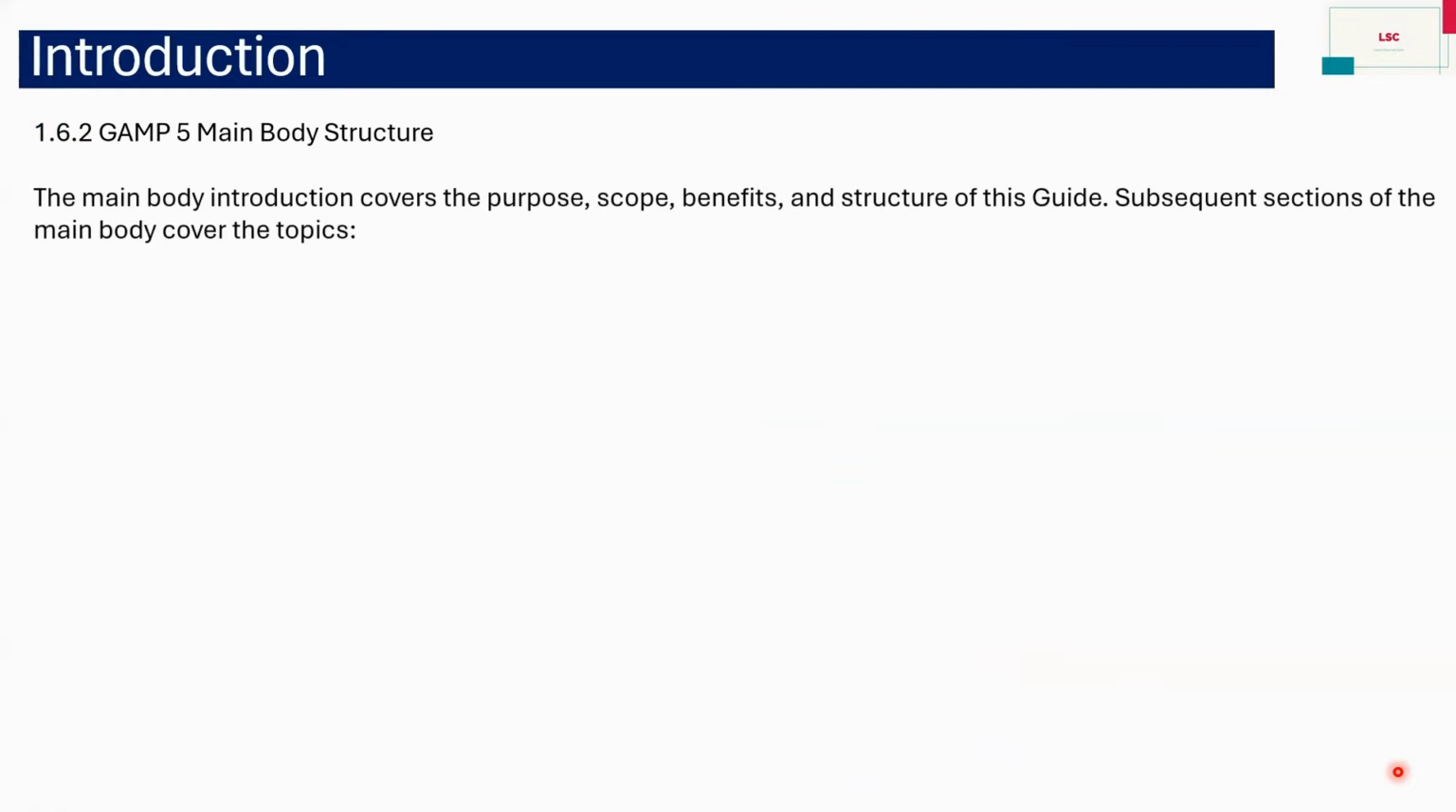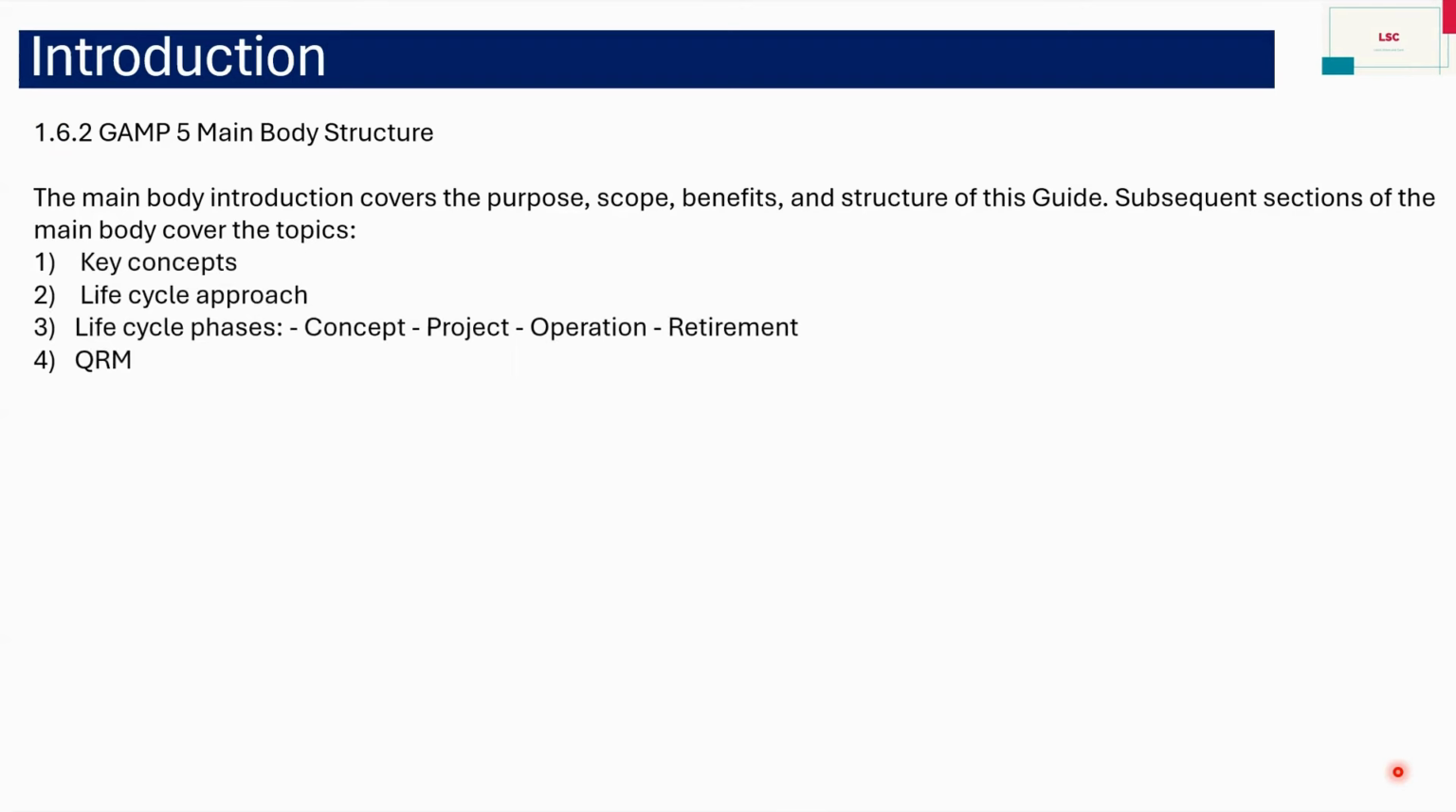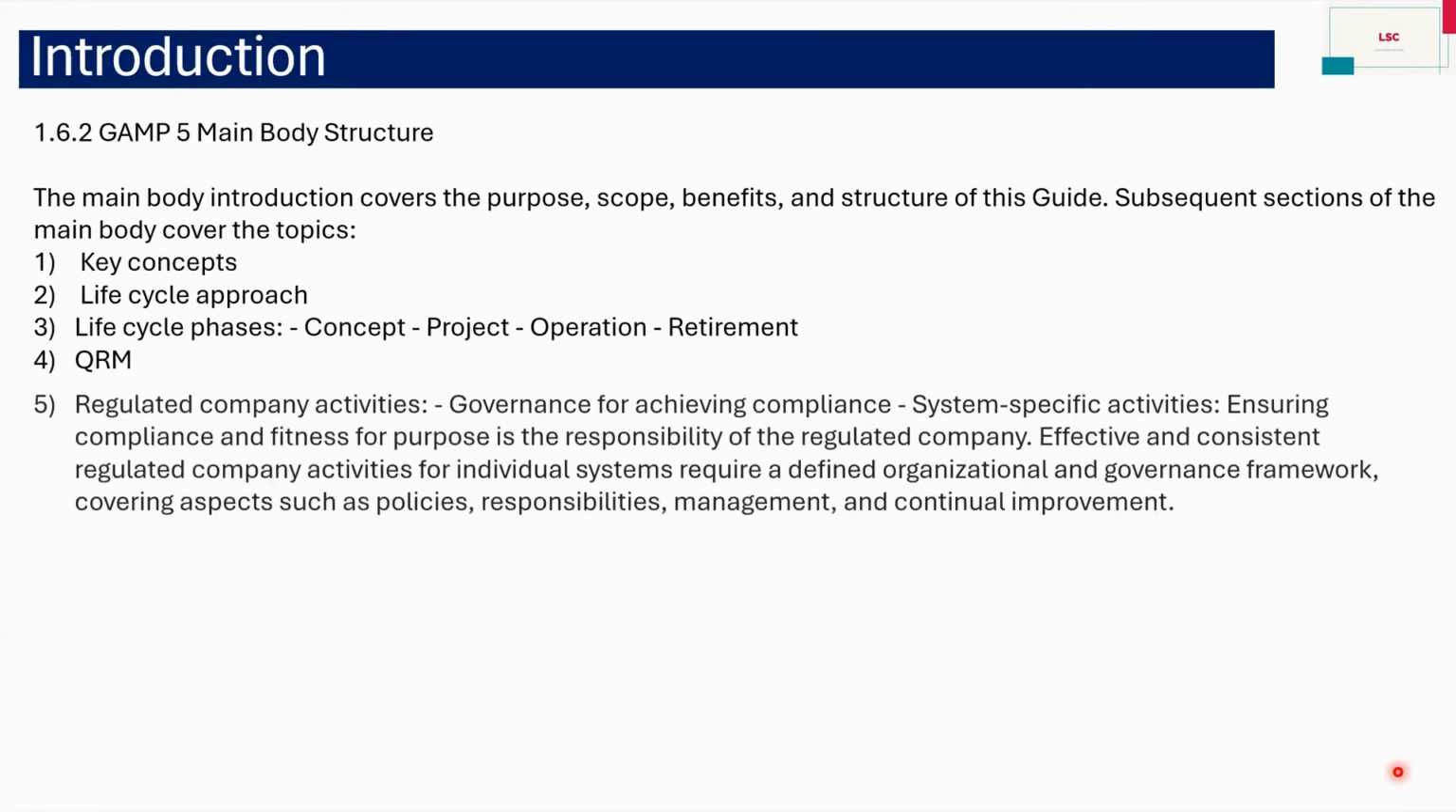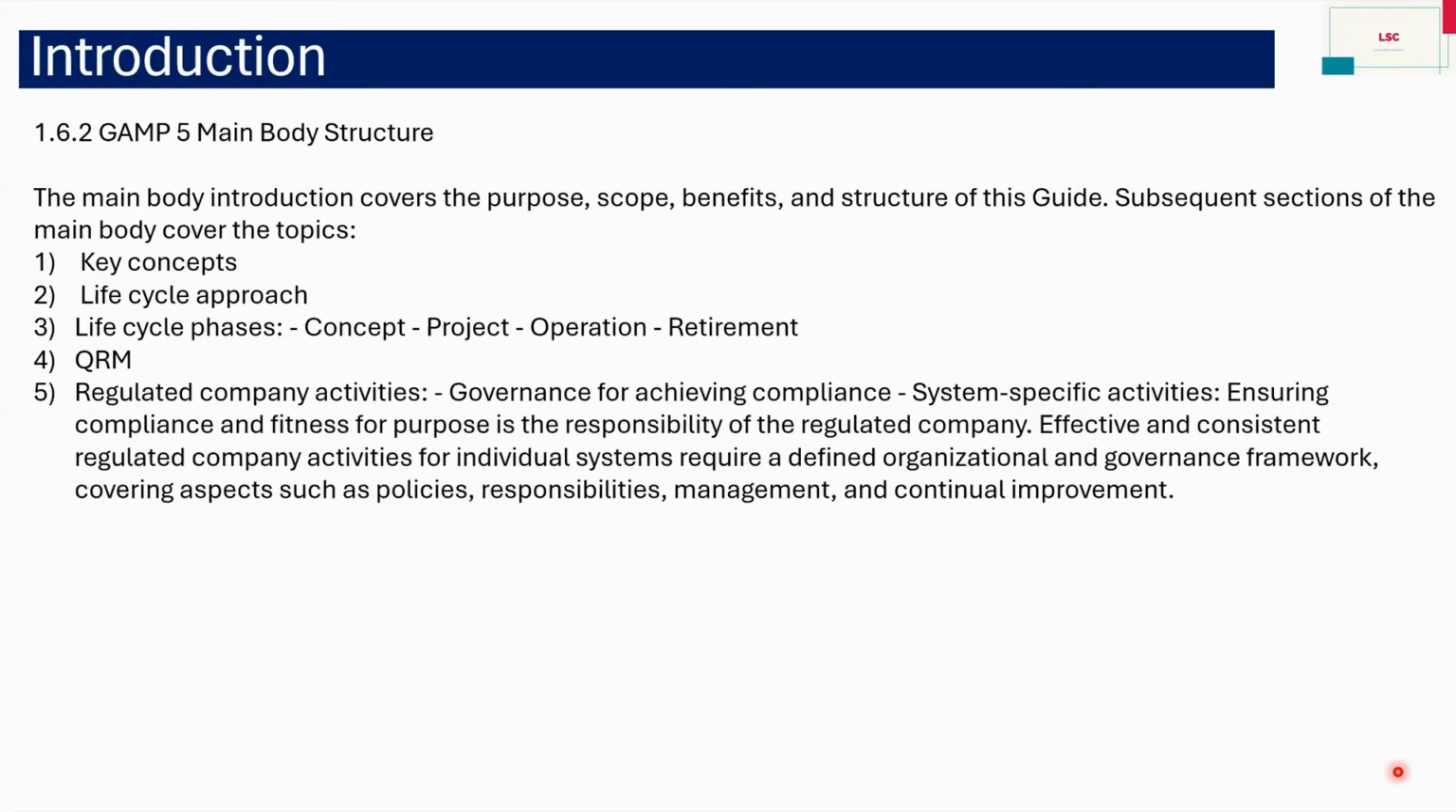Now, second, main body structure. The main body introduction covers the purpose, scope, benefit, and structure of the guide. Subsequent sections of the main body cover the topics: key concepts, lifecycle approach, lifecycle phases concept, project, operation and retirement, and QRM. Regulated company activities, the fifth part, covers governance for achieving compliance, system specific activity, ensuring compliance and fitness for purpose. It is the responsibility of the regulated company. Effective and consistent regulated company activity for individual systems requires a defined organization and governance framework covering aspects such as policies, responsibilities, management, and continuous improvement.